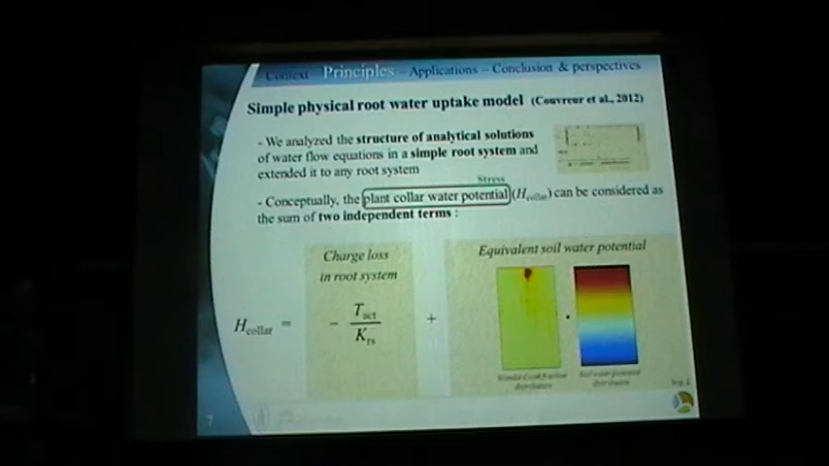If you would have another plant with another distribution of the rooting depth, for instance, a lot of roots here, it would feel a very different equivalent soil water potential. And this is an analytical solution of what happens in a hydraulic architecture.